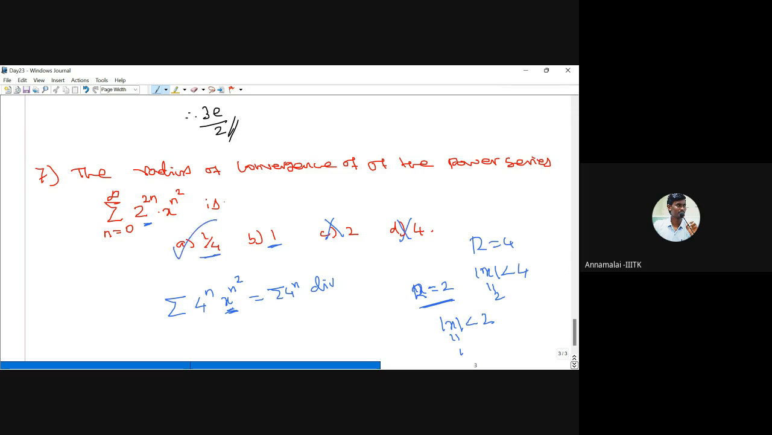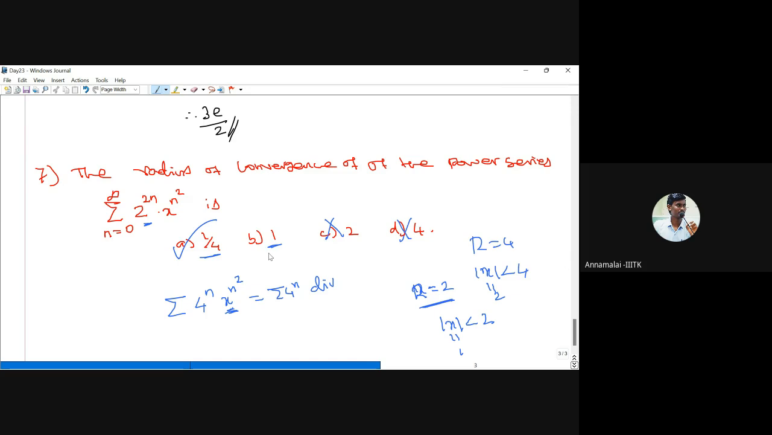Otherwise, you find a_(n+1) by a_n and then find the radius of convergence. So we can omit some of the options easily. Okay. Therefore, the radius of convergence of the series is 1 by 4.